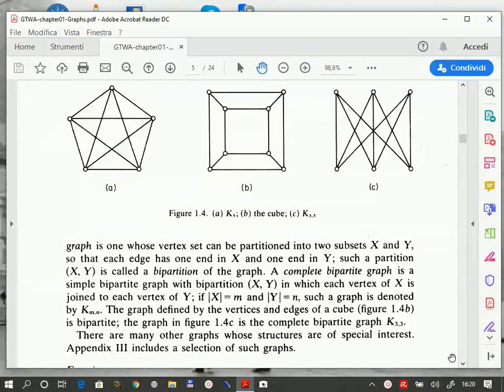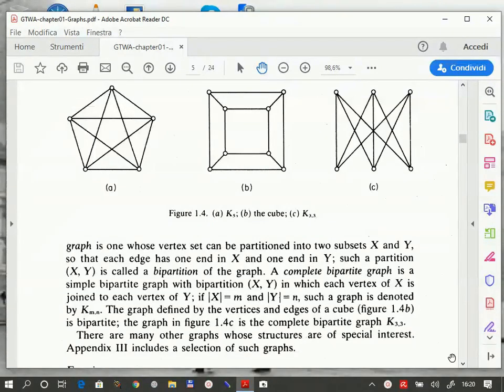A complete bipartite graph is a simple bipartite graph in which you have a bipartition X, Y of the vertex set, in which each vertex of X is joined to each vertex of Y. And if you have m vertices in X and n vertices in Y, those two bars mean the number of objects. It is called the cardinality of X, meaning the number of elements of X is m, the number of elements in Y is n. Okay.